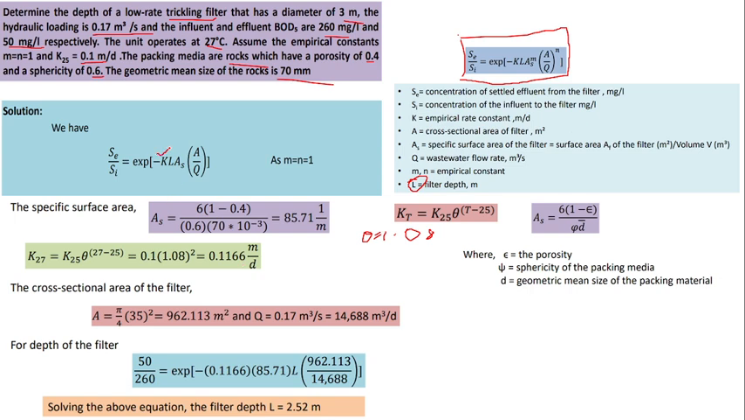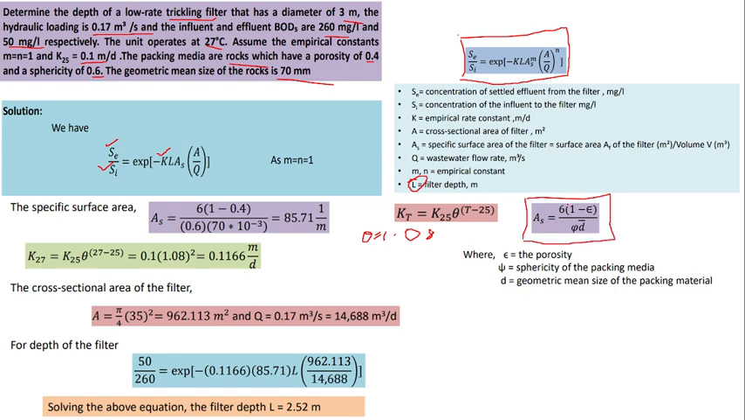Now the K is known, and we already know the SE value, which is 50 mg per liter, and SI value, which is 260 mg per liter. Now K is also obtained, L is to be found. AS is the surface area, specific surface area. To obtain this, we have to use this general equation.